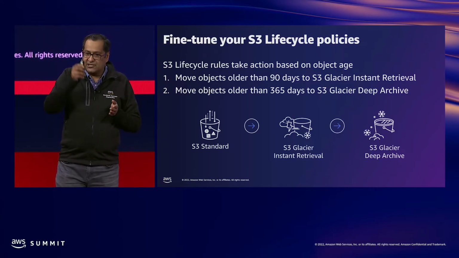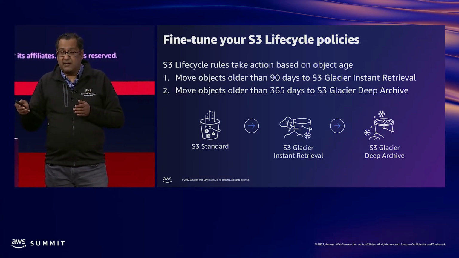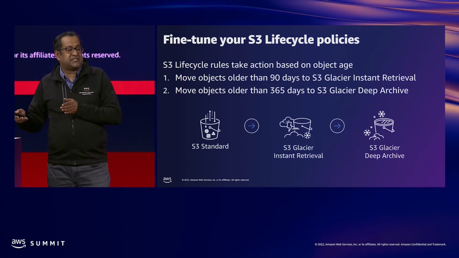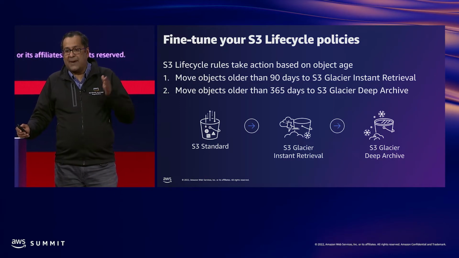Your data becomes cold according to the age of the data. After 30 days, after 365 days, you can say, I want to transition your object. You set these lifecycle rules and the data will transition automatically, saving you cost, right?